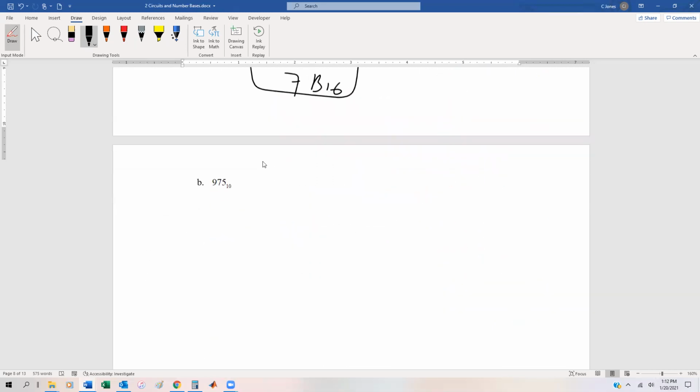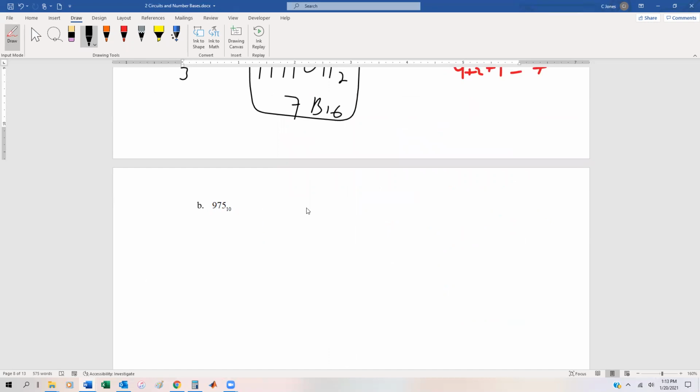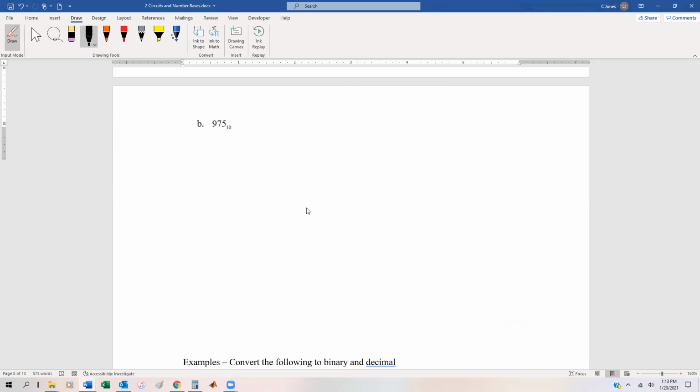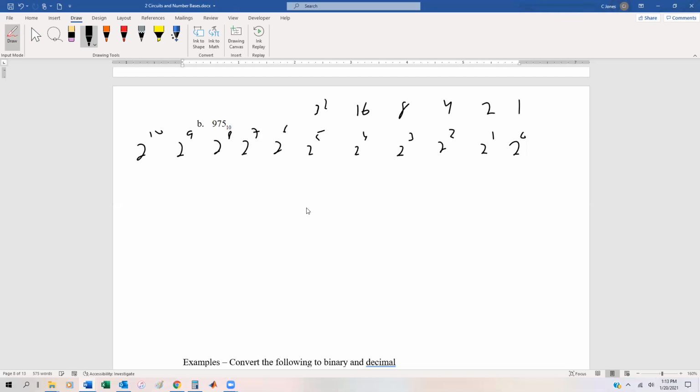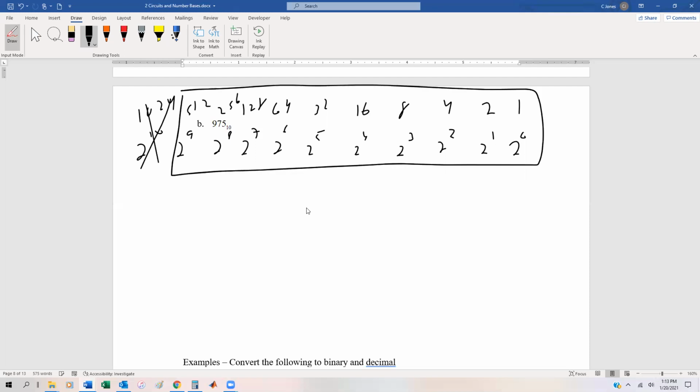So a second example, we have 975, and we want to convert that into both of the other two. Just like we did before, we have our powers of 2: 2 to the 0, 2 to the 1, 2 squared, 2 cubed, 2 to the 4, 5, 6, 7, 8, 9, and 2 to the 10. And the values are 1, 2, 4, 8, 16, 32, 64, 128, 256, 512, and 1024. Notice 1024 is bigger than 975, so we don't worry about that. Then we make our table just like we did before.